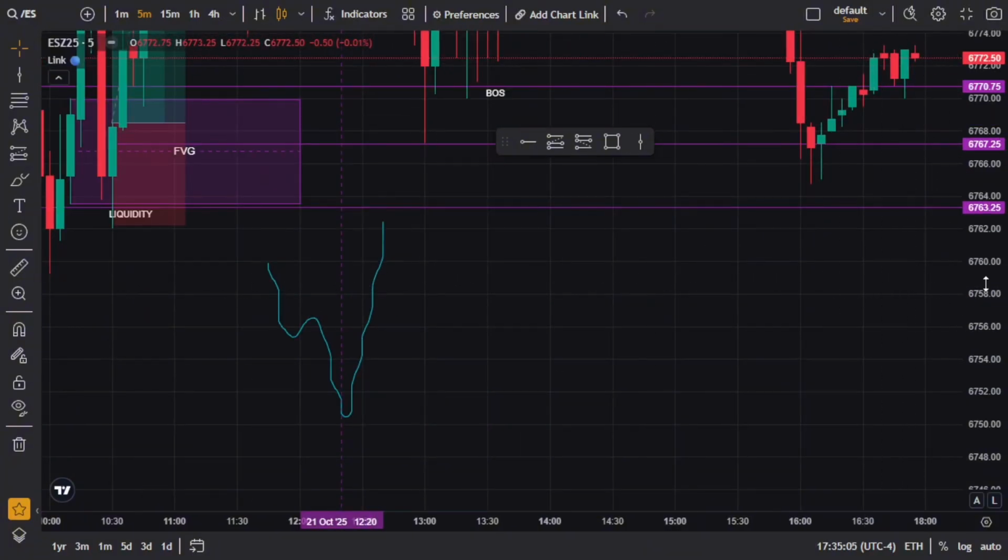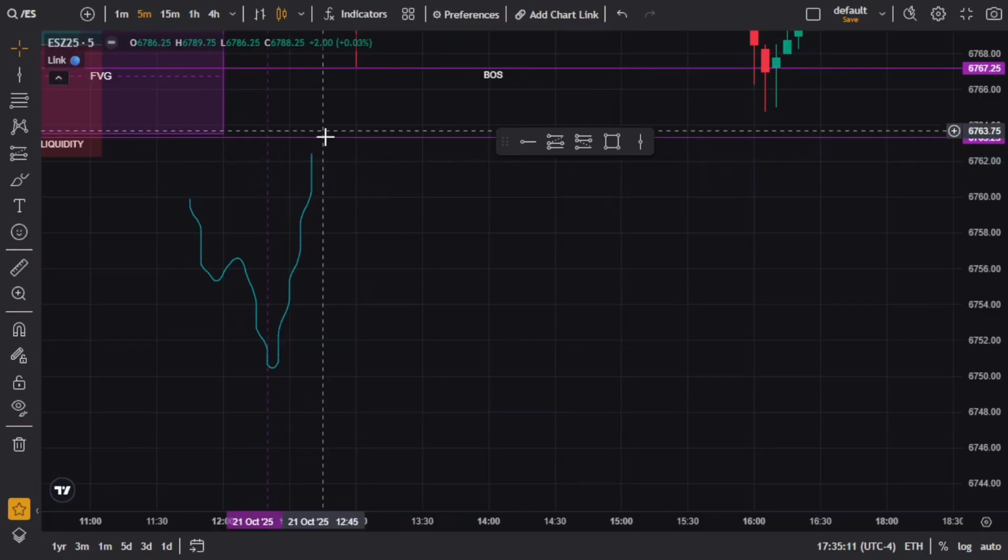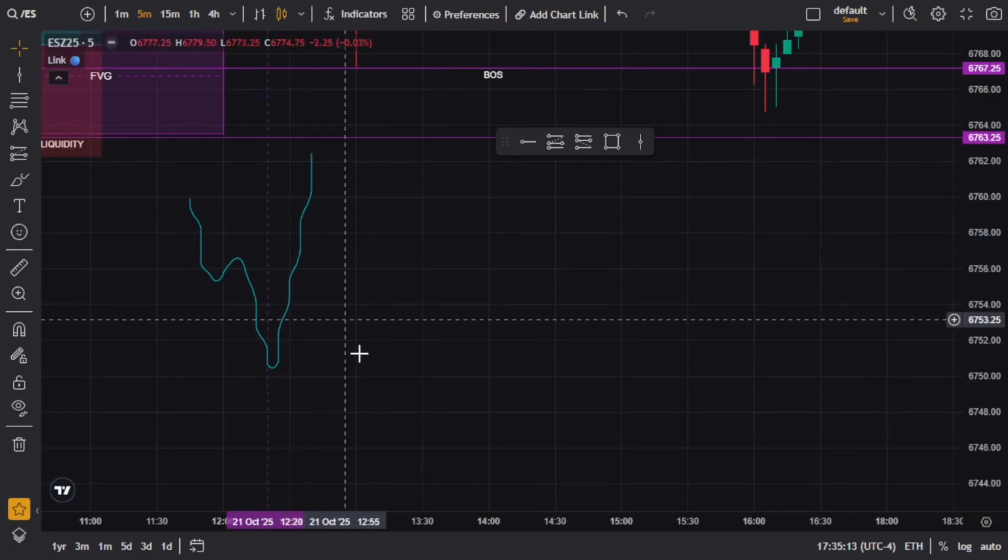Okay, don't mark that out. Don't mark that out. We're in this downtrend, right? None of this has happened yet. We don't even know this is going to happen. But we can predict it.